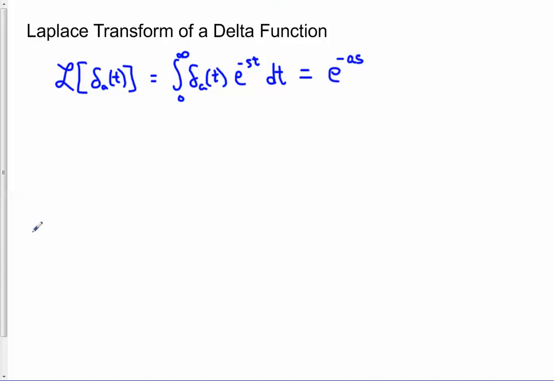And again, just to distinguish, let me remind you that the Laplace transform of the Heaviside function was similar but not the same. It was e to the minus as over s. So they're similar, but not quite the same thing.